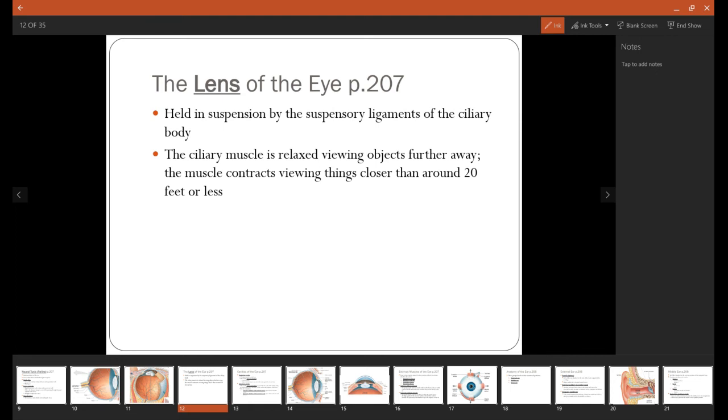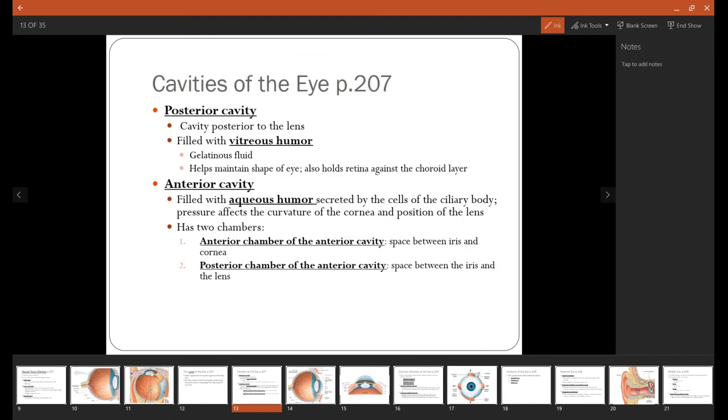The lens of the eye is going to be held in place by those suspensory ligaments found on that ciliary body. And so the muscle is going to relax or contract depending on what you're doing. That's going to change the shape of the lens. And so if you're looking further away, it's going to have a different shape than if you're looking at something closer to your face. There are also cavities that are formed in the eye.